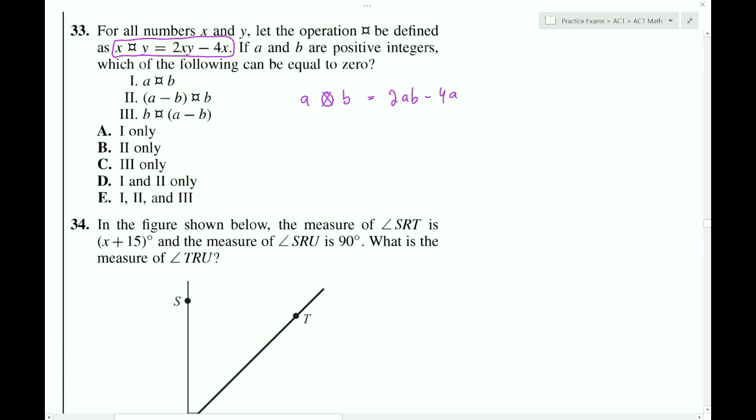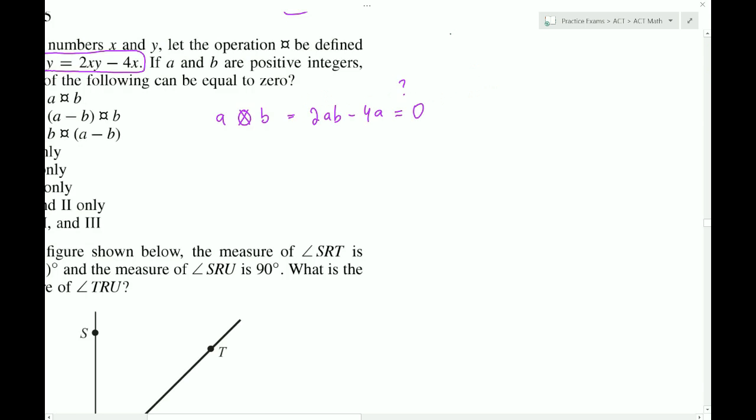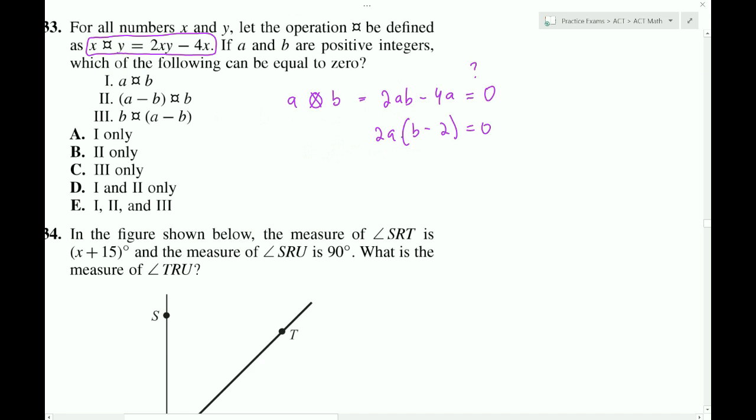Now we're trying to see, can this equal 0? So what we do is we'll try to solve. Okay. We can factor out a 2a. We're left with b minus 2. So if this equals 0, we can t-chart this, right? If 2a is 0, that means a is 0. If b minus 2 is 0, that means b is 2. So one of these might be possible.